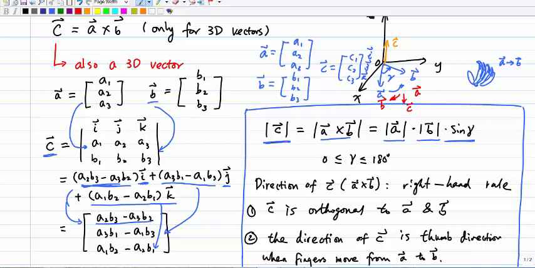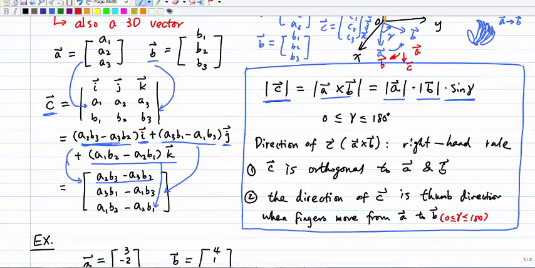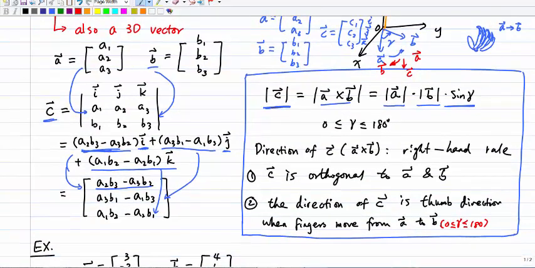Again, the magnitude is determined by the magnitude of A times the magnitude of B times sine gamma. Gamma has to be an angle in the range between 0 and 180 degrees. The direction of C is, first of all, orthogonal to both the A and B vectors, which means it's perpendicular to the plane created by the A vector and B vector. Second, the direction of C is the same direction as things move from A to B. Again, gamma has to be between 0 and 180 degrees. So that's the physical meaning of the cross product.